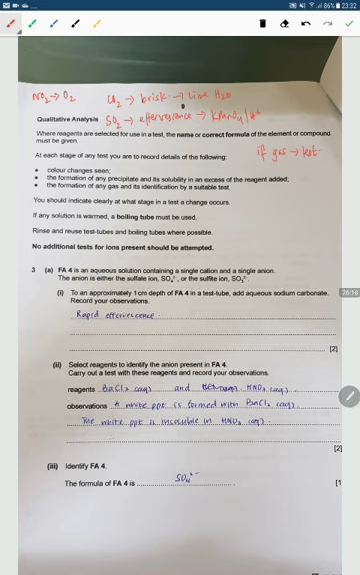So in that case, Fe4 was a solution containing a single cation and a single anion. This was sulfate or sulfide, so that was very easy. When we add sodium carbonate to it, there was a rapid effervescence. Of course, there was a gas, and because it was sodium carbonate, the gas was carbon dioxide, and you need to write the test. It turns lime water milky. So 1 mark will be deducted there for not writing the test of the gas.